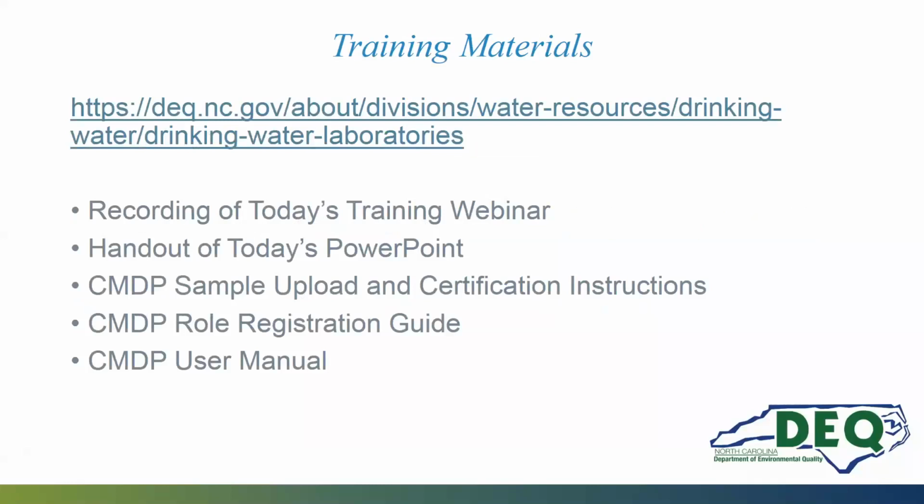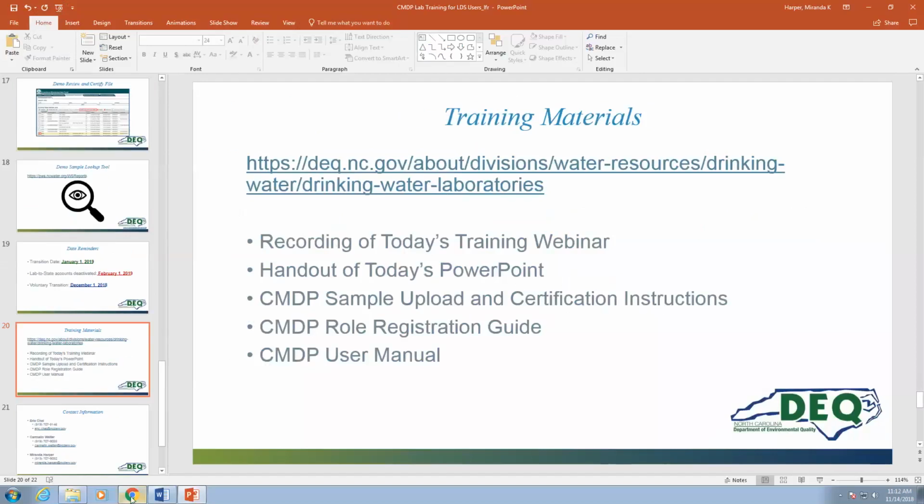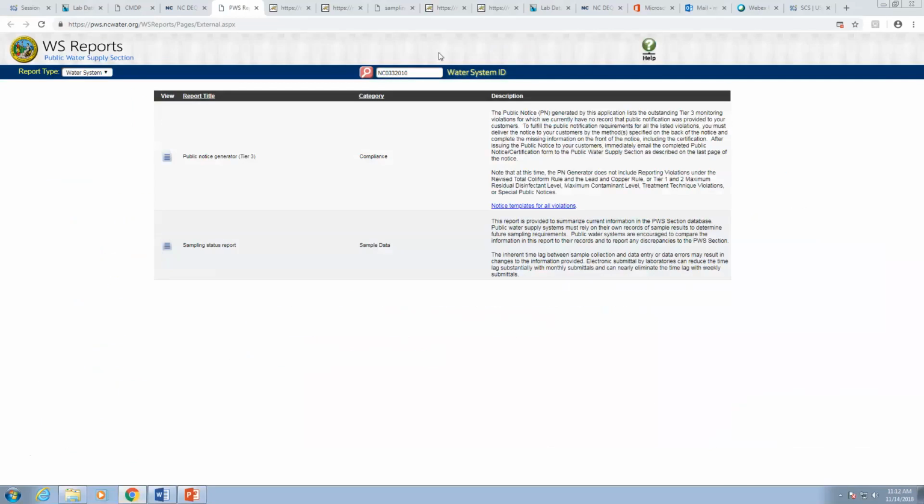We've also got on there the role registration guide, which has step-by-step screenshot instructions for how to register for that SCS account. That role registration guide is also available on the LDS pop-up, as well as the CMDP user manual. So I'm going to back out of here real quick. I've got a lot of tabs open now.